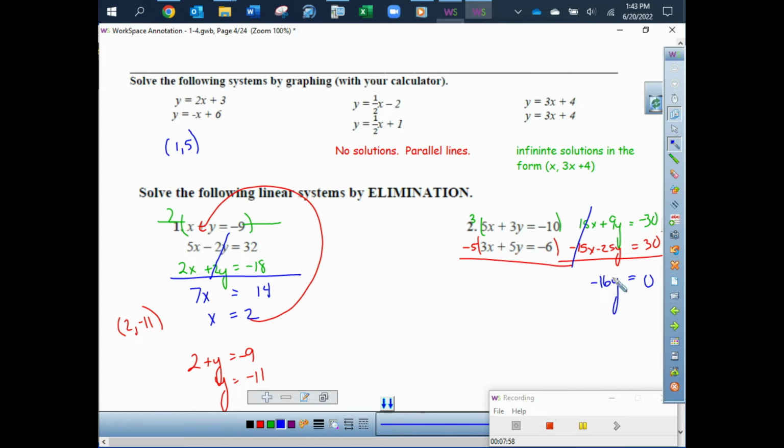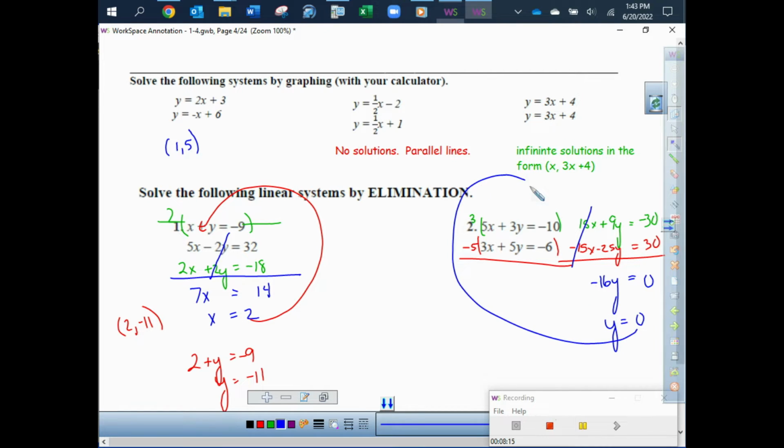That's weird. But see, there's still y's involved with this, and I'm going to end up dividing both sides by negative 16. And yes, 0 divided by negative 16 is 0. It's not negative, because there's no such thing as a negative 0. So y equals 0. Then I substitute back in here to figure out what x equals.